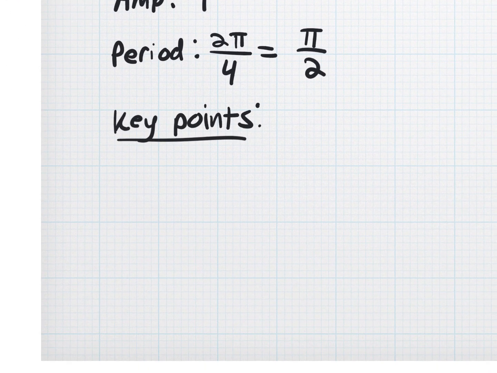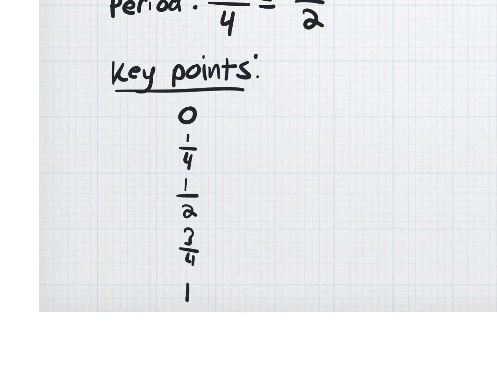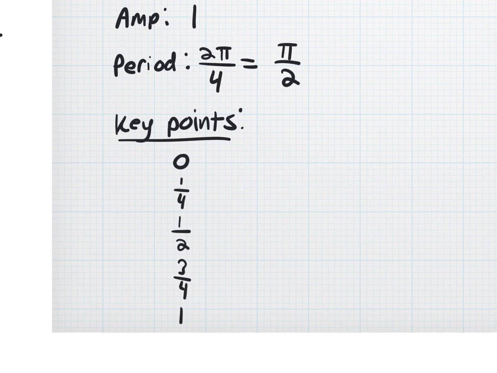Your key points are going to go from 0 to 1. So you're going to do your little quarter marks. You should have 5 numbers: 0, a quarter, a half, 3 quarters, and 1. And then what number are we multiplying to those numbers? The period, right? The entire period. It's going to be pi over 2.